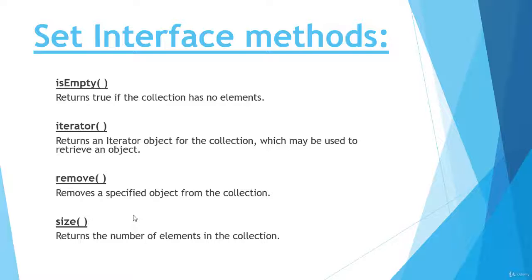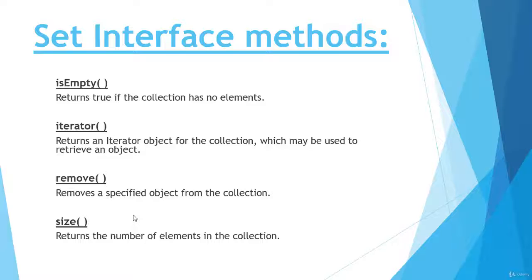After that, we have the iterator. We used iterator in our previous videos. Iterator is also present in the set interface. It returns an iterator object for the collection which may be used to retrieve an object. Basically, iterator methods help us to traverse through the set. After that, we have the remove method. Now this method removes a specified object from the collection.